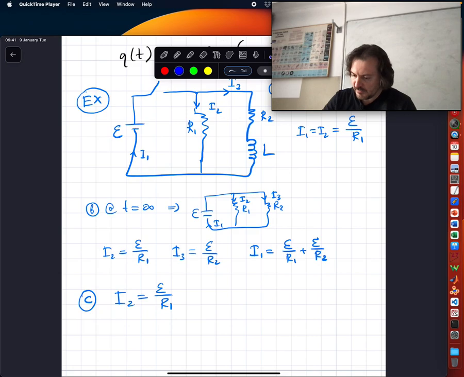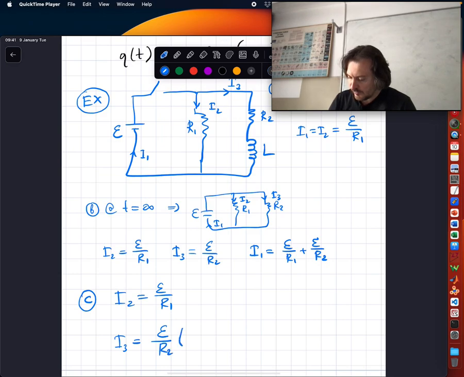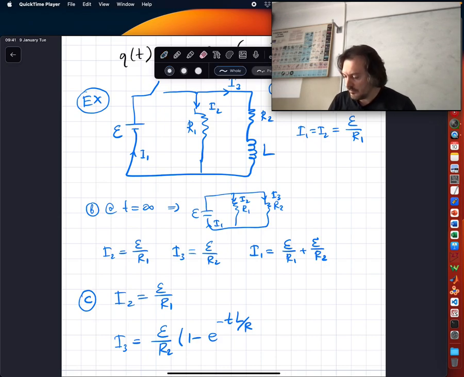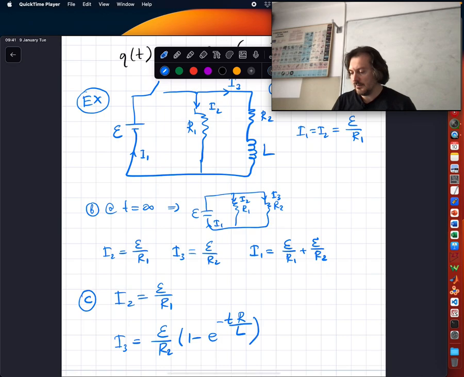I3 will be just E over R2 times 1 minus e to the minus t over tau. How was it? R over L or L over R? Tau is L over R, so tau is in the denominator. Like this? Yes.